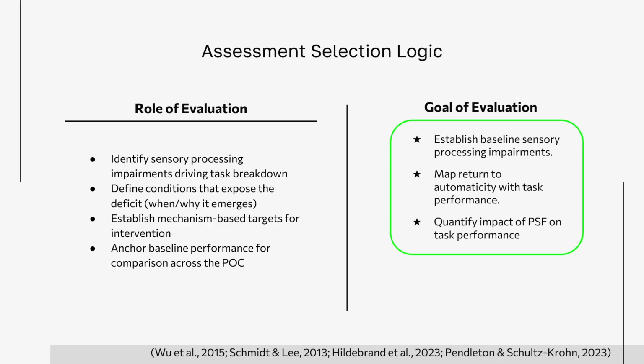Establish mechanism-based targets for intervention, so we can align our treatments and our interventions in that same way. And then, of course, anchoring baseline performance for comparison across the plan of care. This is in documentation. This is so we can show that what we're targeting is improving, and so is their performance, so that we can effectively tie everything in to skilled clinical work and keep everything progressing for these patients. So the goal of evaluation is to establish baseline sensory processing impairments, map the return to automaticity with task performance, and quantify the impact of post-stroke fatigue on task performance.